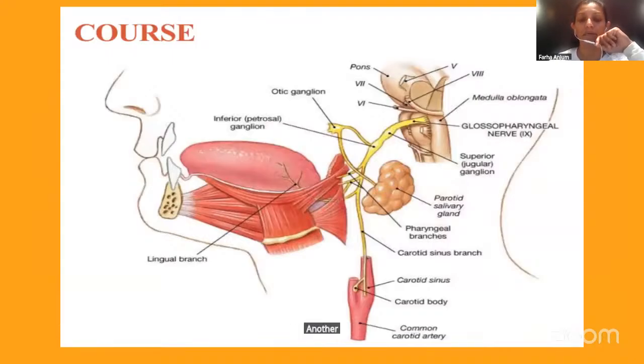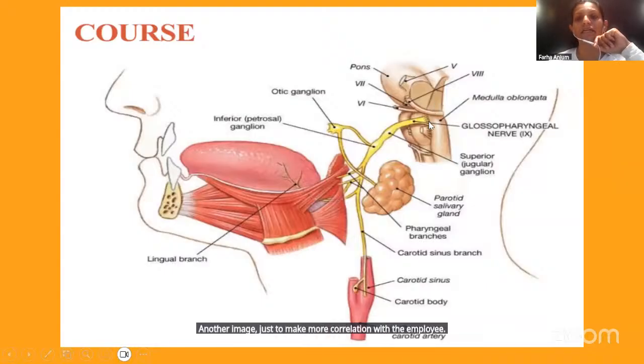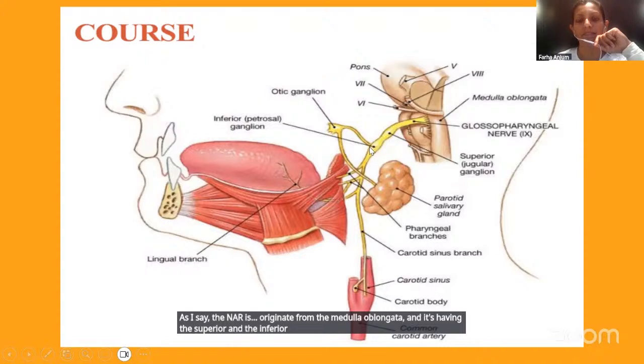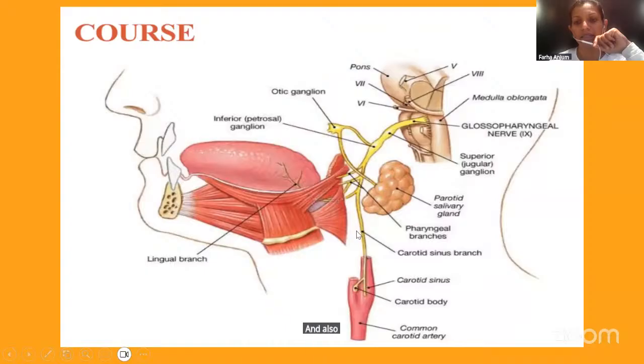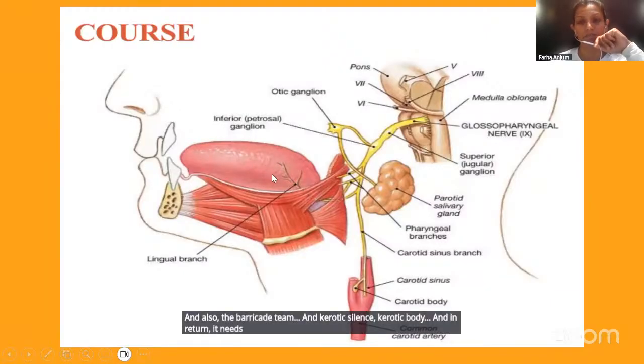Another image, just to make more correlation with the anatomy. As I said, the nerve originates from the medulla oblongata and has the superior and inferior ganglia. It supplies the otic ganglion, the parotid gland, the carotid sinus, and the carotid body, and in the tongue it is named the lingual branch.